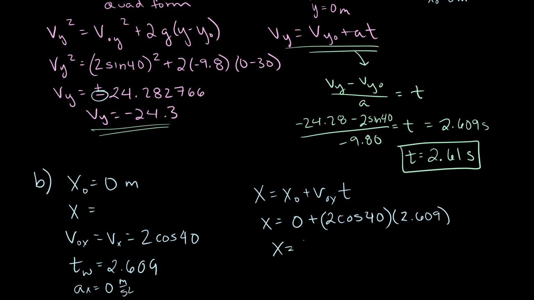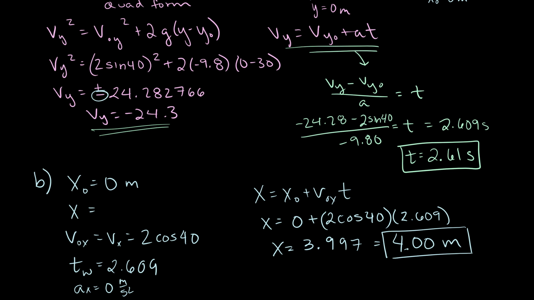Yeah, on your calculator, you're going to get 3.997 blah, blah. So when you round to 3 sig figs, that's going to be 4.00 meters. Okay, so our diver landed 4 meters horizontally from where he began. That was his horizontal travel distance while he was in the air.